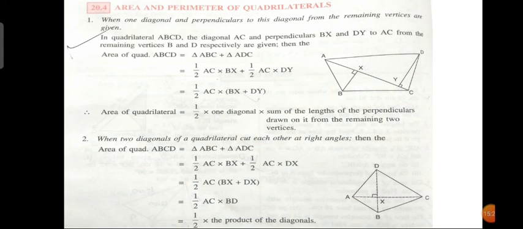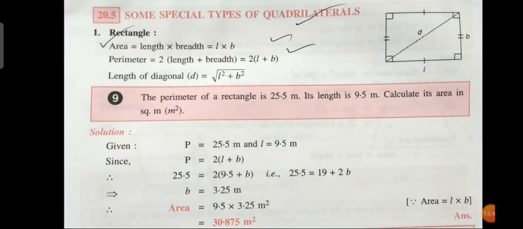Okay, if the diagonals' lengths are d1 and d2, then the product of the diagonals is d1 into d2. That is, area of the quadrilateral is half into d1 d2. Clearly given. Okay, yes. And special types of quadrilaterals.